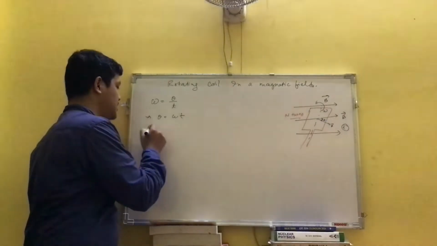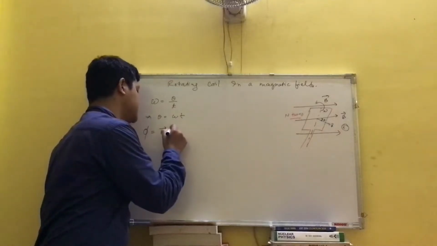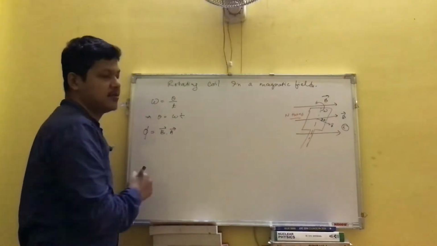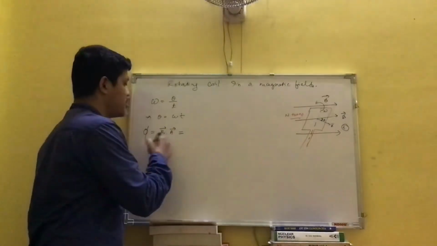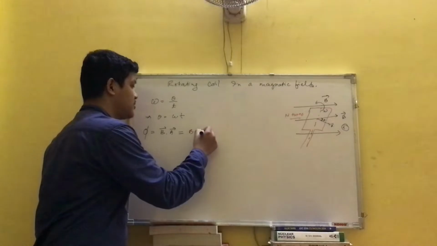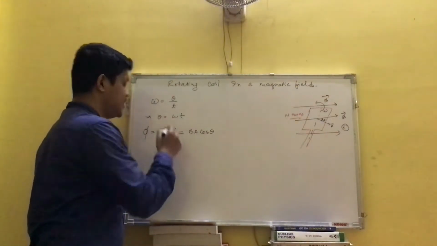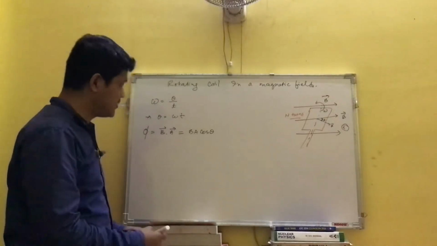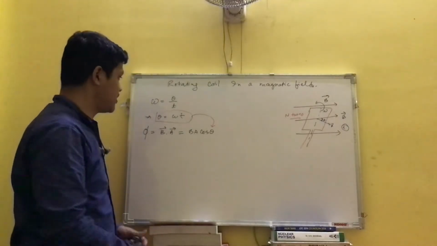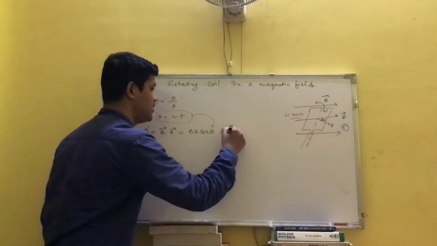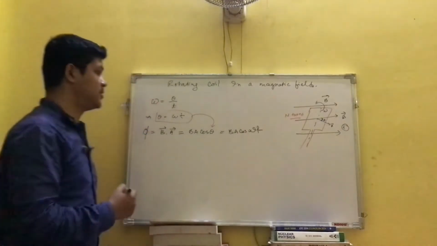Now magnetic flux phi is given by B vector dot A vector, where A is the area vector and B vector is the magnetic field. The dot product of these two vectors is BA cos theta. And theta here in this case is omega t. Just put it here. Then what you will get? BA cos omega t.